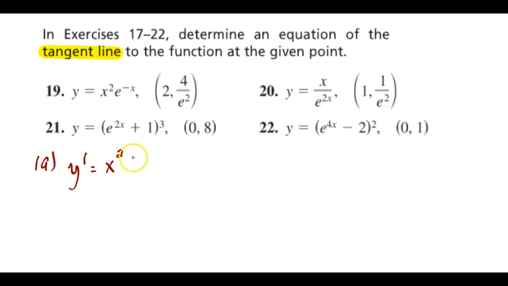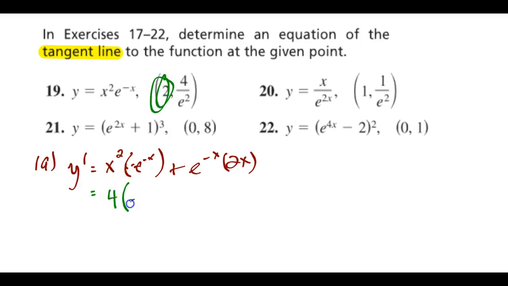So I would do 1d2. That's not d2. Let's try that again. 1d2, the derivative of that is negative e to the negative x plus 2d1. And I would probably try to clean that up. And actually, it's not really necessary to clean. Maybe I'll just plug in a 2 here. So this is 4 negative e to the negative 2 plus e to the negative 2 times another 4.